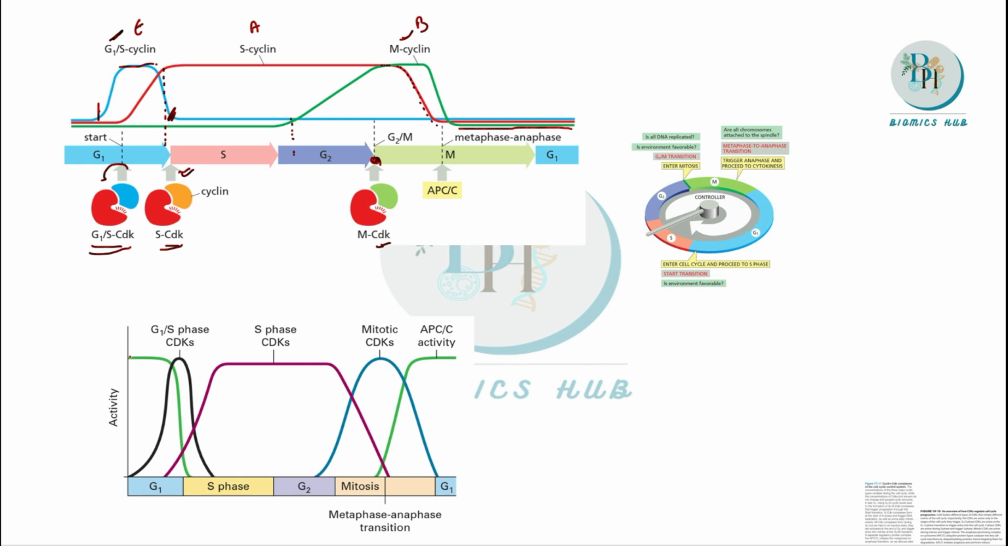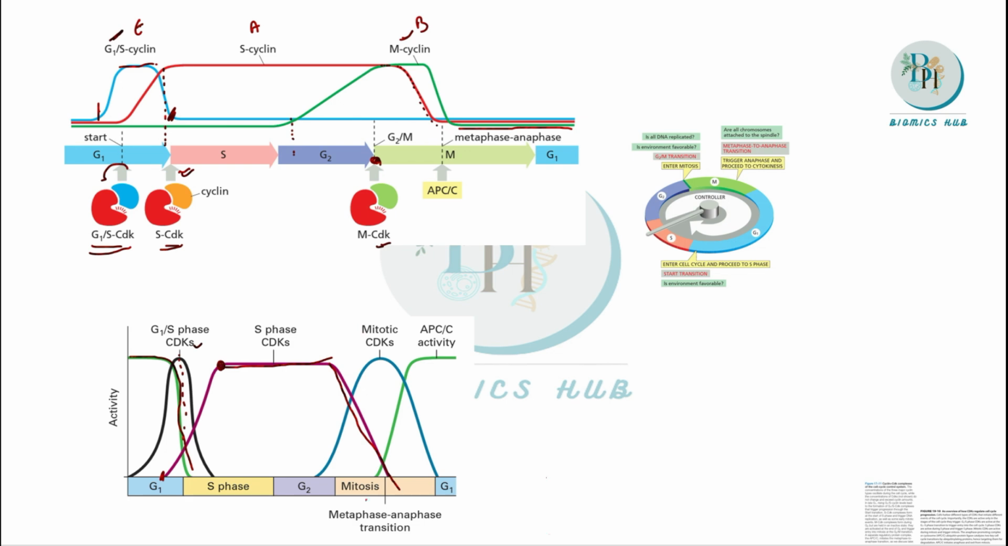See, here this was the M phase CDK, and the CDK for G1 to S phase is at its peak in the G1 phase, as we can see here. The S phase CDK is synthesized in the G1 phase, and it is stable in the S phase until the mitotic phase. Until the mitotic phase it is stable, and it is degraded in the mitotic phase.